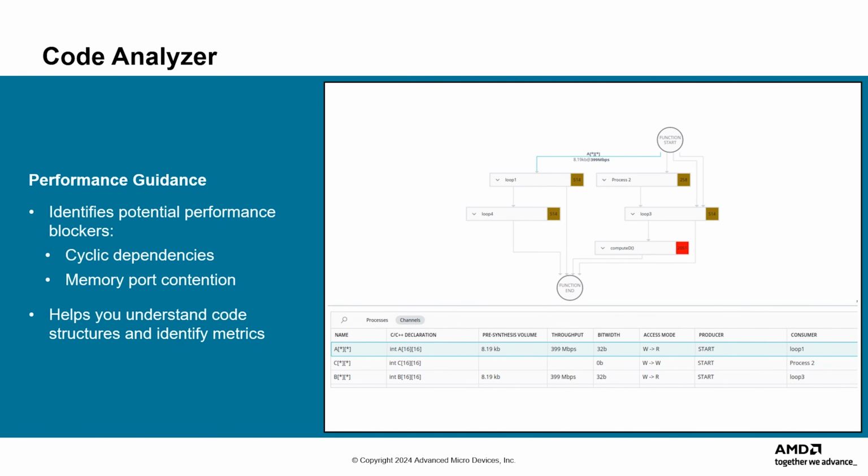Code Analyzer helps you identify any major performance blockers the HLS component source code might have. These blockers include cyclic dependencies and memory port contention. Performance guidance helps you understand code structures that might limit design performance and helps identify which metrics can help you understand the level of performance your design can achieve.